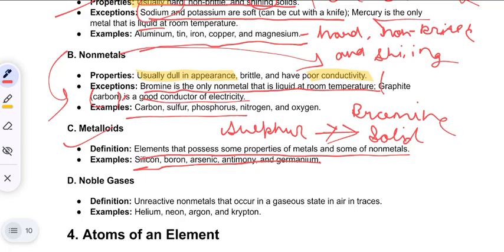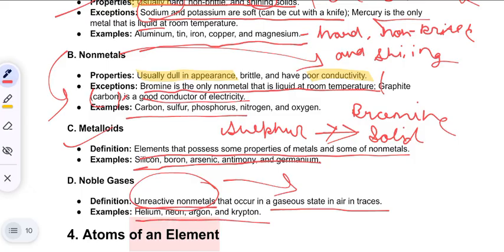Noble gases are unreactive non-metals. They are a kind of non-metal, but they occur in gaseous state and are present in air in traces. Examples are helium, neon, argon, and krypton. These are some examples of noble gases, which are a kind of non-metals.